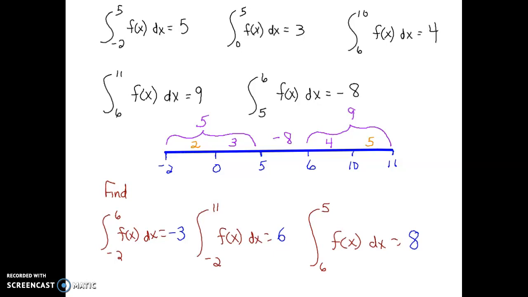And something I want to mention in the first one for its solution, the answer was negative 3. Between negative 2 and 6, I'm just going to focus on these 3 pieces. So I have 2 plus 3 more is 5 plus the negative 8, that equaled negative 3.